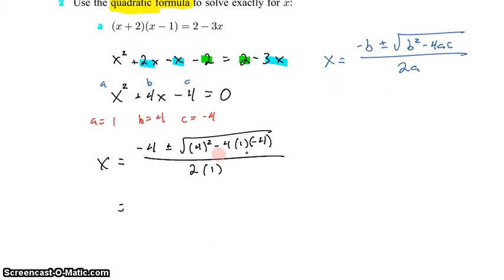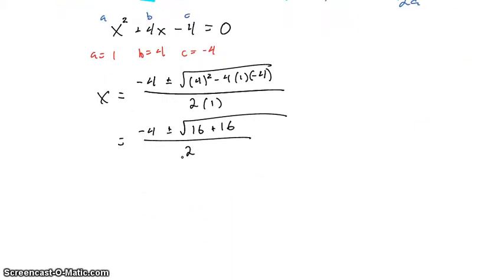Now this looks complicated, but it's just full of numbers. We can solve it. Negative 4 plus or minus the square root of 4 squared is 16, times negative 4 times 1 times negative 4 is plus 16. All divided by 2. Next we have negative 4 plus or minus the square root of 32 over 2.